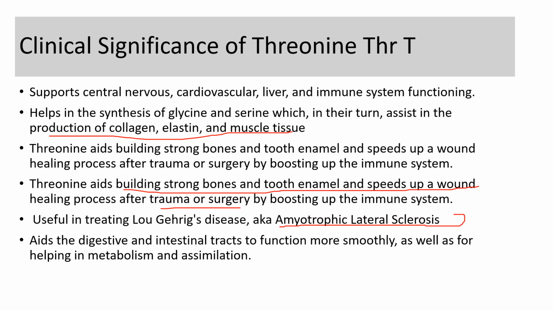All right, it's useful in treating Lou Gehrig's disease and also aids digestion and the intestinal tract to function more smoothly. So 309 has an impact on our body and it is very important, right? Especially when it also helps with the synthesis of glycine and serine.